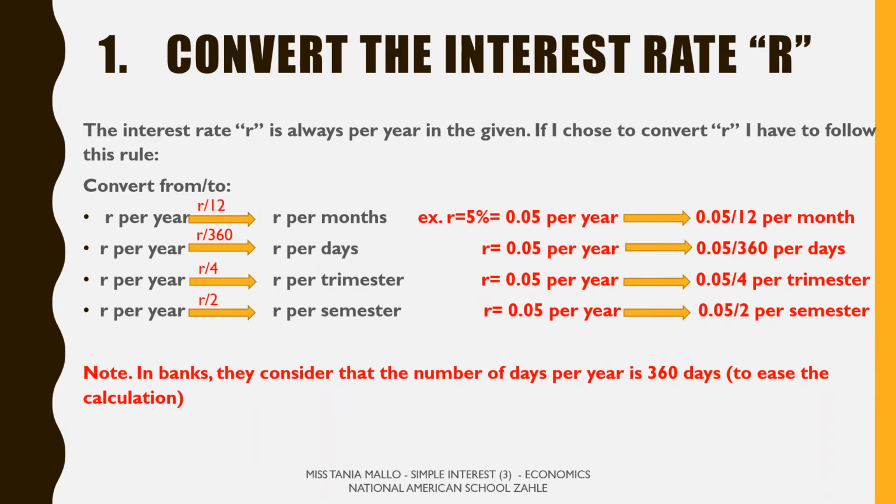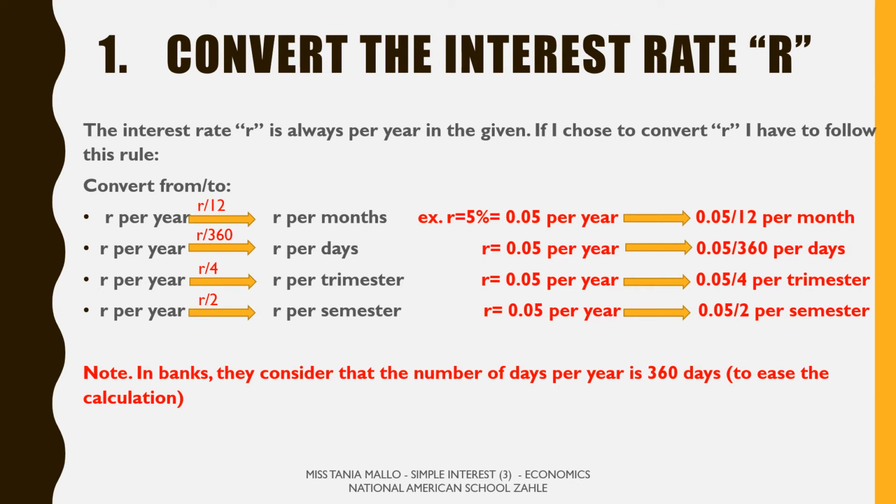At first, it may seem that this is complicated or hard, but really it is very easy. In order to convert R, that is always per year, it doesn't change. To convert from year to months, days, trimesters, semesters, or anything else, you have to divide R. For example, if you have to convert from year to months, you have to know how many months I have per year? 12, so I divide R by 12.